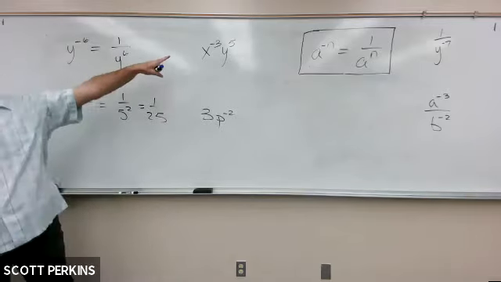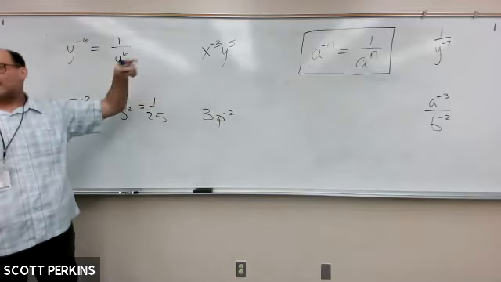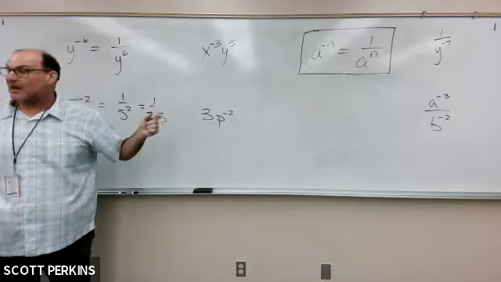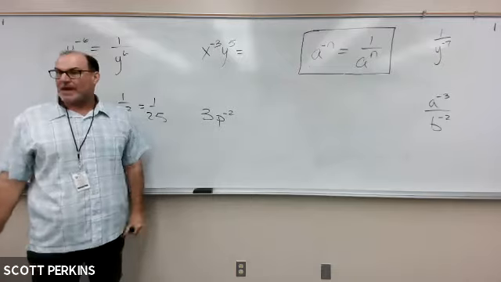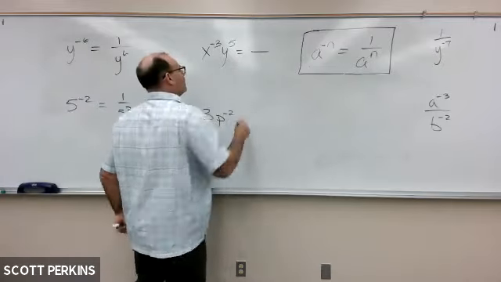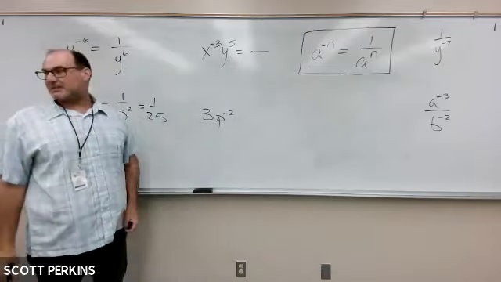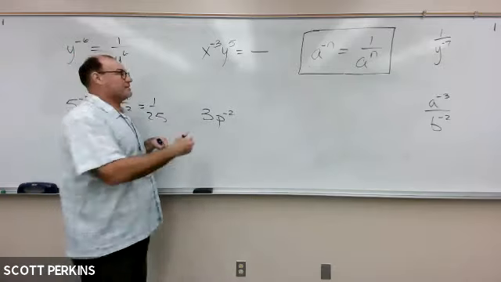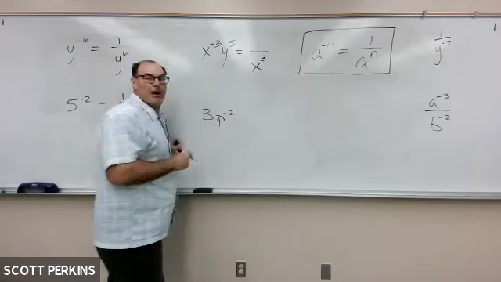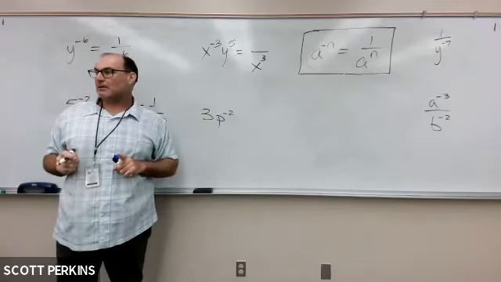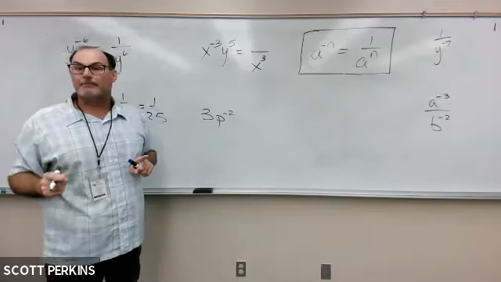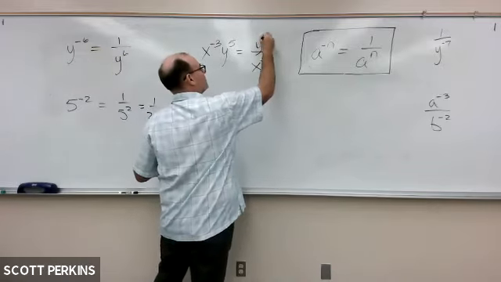All right, the reason I gave this problem is the negative exponent only applies to the base it's near. Which one of these has the negative exponent? The x. So here's my fraction bar. That means I'm going to take the x to the negative third and put it in the bottom, and it becomes x to the third, right? Does the y have a negative exponent on it? No, so where's the y going to be? On top. Yep, great job.